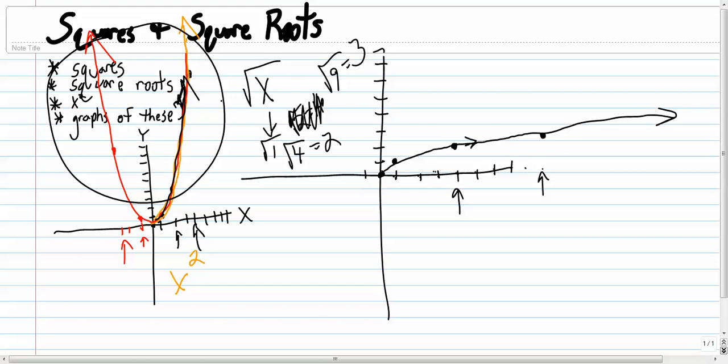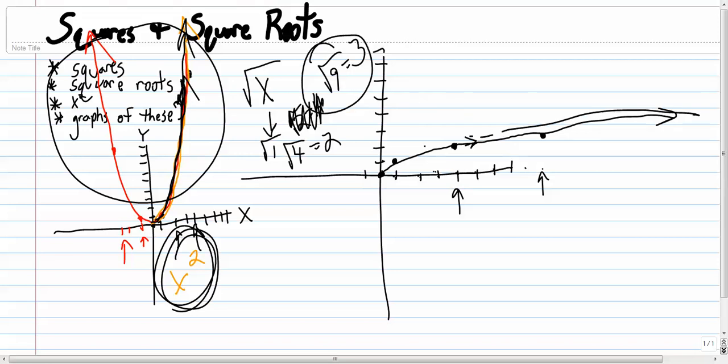So squaring something, doing the squared thing, that sends graphs through the roof fast. But square rooting things, that kind of puts a lid on it, and that makes it go sideways rather than up. So there you go. There is hopefully a review of squares and square roots and what their graphs look like.